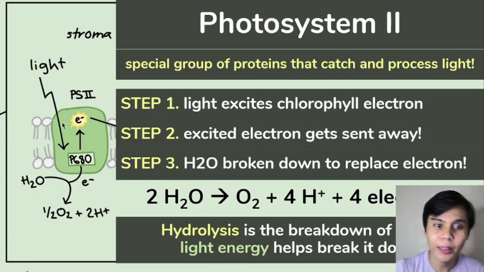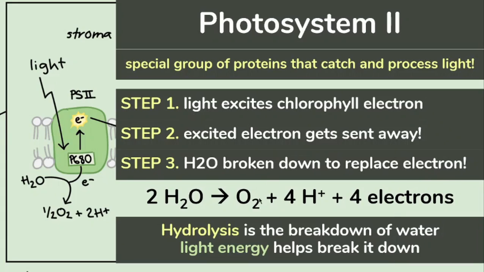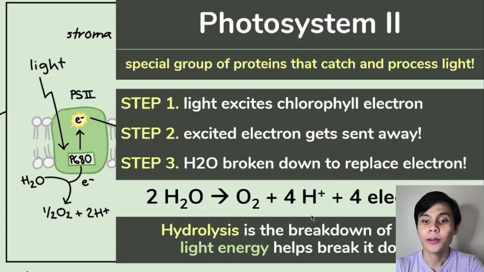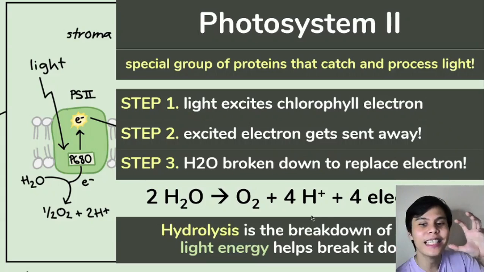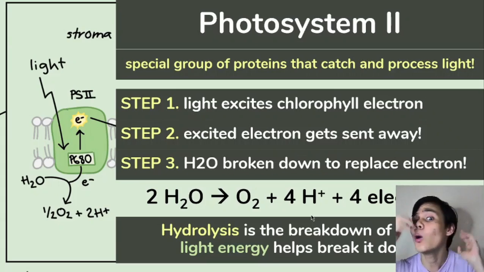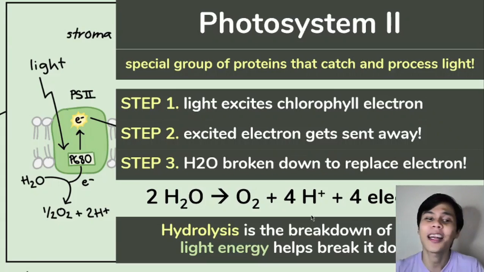So the energy from light itself is used to break down water in this chemical equation. Water is broken down into oxygen, some hydrogen ions, and some electrons. This is called hydrolysis. So water is being broken down using light energy. Okay, so again, we break down water to get the electrons and replace the excited electron that was sent away because it was too excited by light.